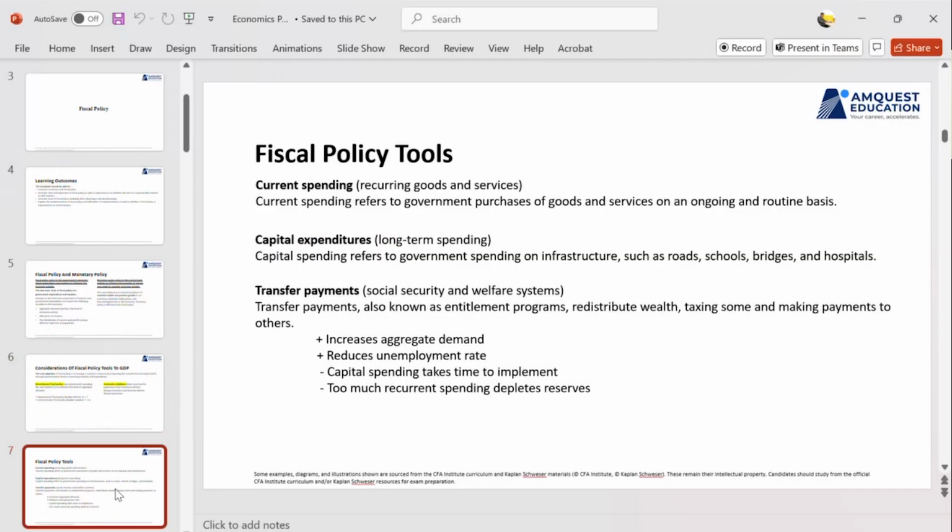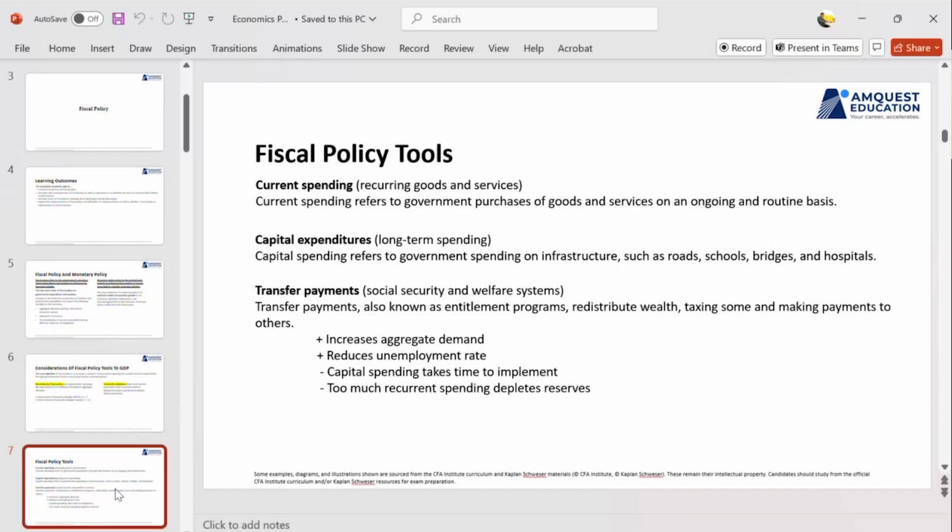Now, what tools does the government have in its fiscal policy? There are three tools: current spending, capital spending, and transfer payments. Current spending obviously is the spending of the government on a current, day-to-day basis. Whatever goods are being bought and sold on a day-to-day basis, that's called current spending. Capital spending is what the government spends for a long-term purpose. Long-term spending is done in terms of infrastructure, roads.